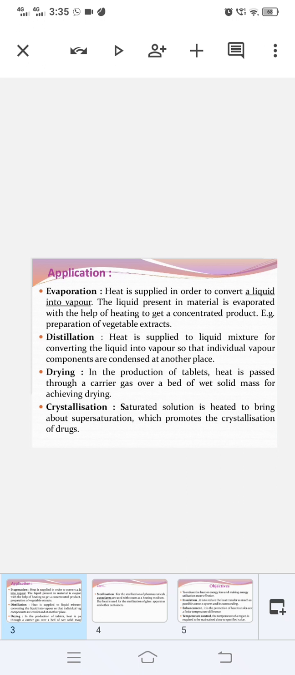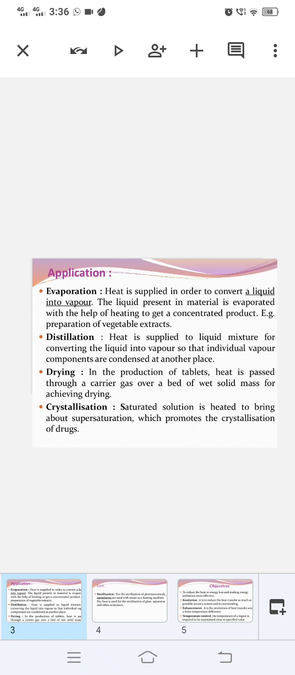Second one is distillation. What is the need for distillation? To achieve a purified product. Heat is supplied to a liquid mixture, which may have two or more liquids present, for converting the liquid into vapor, so that the individual vapor components are condensed in another place. This is the second application of heat transfer.